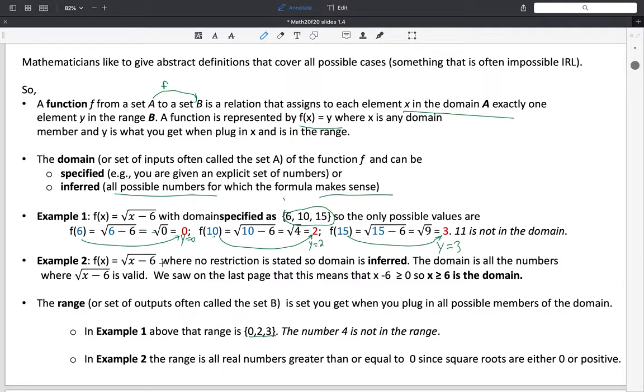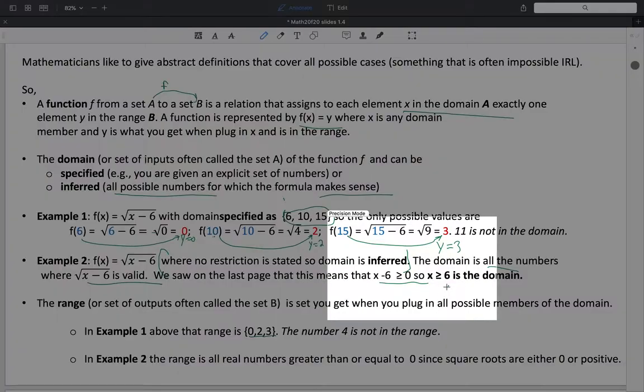For the second example, we just give this, and there's no restriction stated, so the domain is inferred. What you do there is the domain is everything for which this is valid. Now, we saw on the last page that this is only valid if what's inside is 0 or above. That means x has to be greater than or equal to 6. So the domain is x greater than or equal to 6. And we can also write the domain this way if we wanted: 6 with a bracket and infinity. The bracket on 6 means that 6 is included.